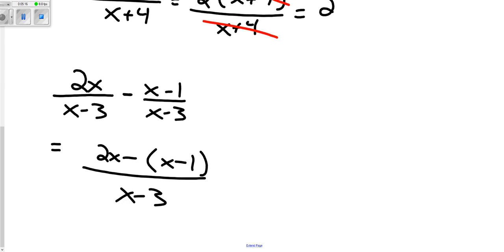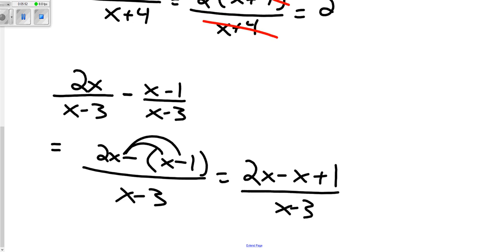Subtraction's tougher than addition, because once you throw in a negative sign, what does it start to do to everything? You're going to change signs on everything after the negative sign, because I have to subtract everything. So it becomes 2x take away positive x, take away negative 1. What does a negative and a negative do? So it becomes 2x minus x plus 1.